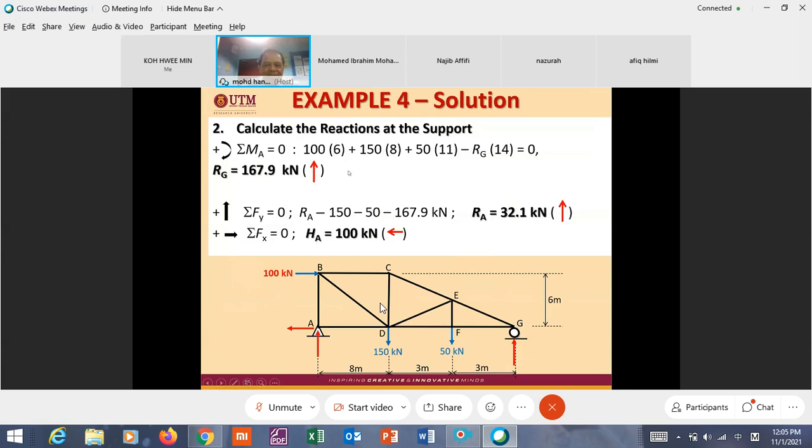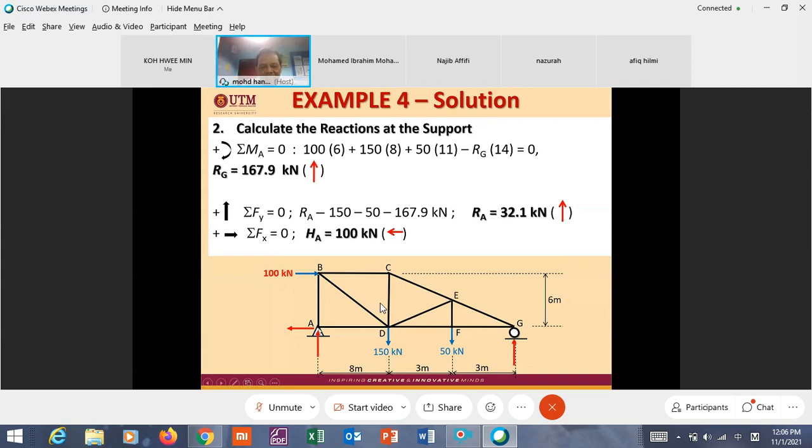I'm not going to go into detail for each one. Maybe for this first example, it's okay. ΣMA equal to 0. Why A? You can also use G, you can also use A, B, C, D, E, F. You can use any point here for the moment equation. But choose the simple one. The simplest one here is either A or G.